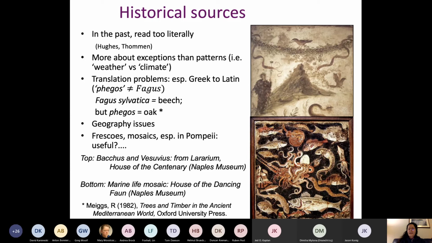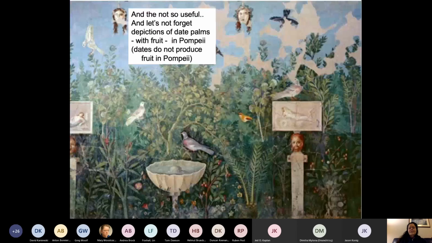At the bottom, we've got a mosaic there. That's terrific because the detail is so high that all those species can be identified. But there's been a lot of speculation about the various frescoes that combine all sorts of plants together, and it's obviously a form of artistic expression where the optimal or most beautiful things are shown, not necessarily as they would appear seasonally, but all at once. And I think the classic one for a long time was there's a depiction somewhere of a date palm with dates on it in Pompeii. So people thought for ages that dates should grow in Pompeii, which of course they don't.